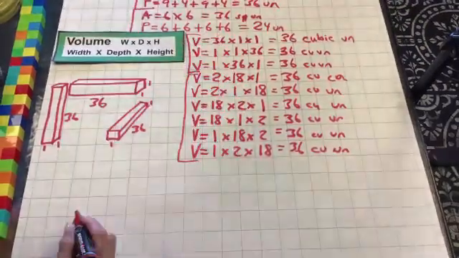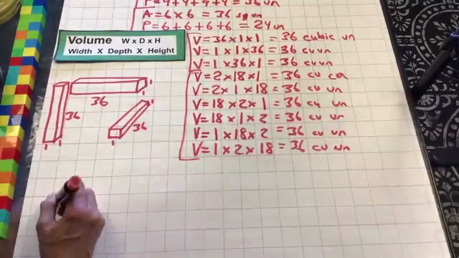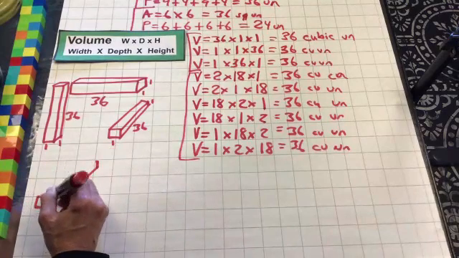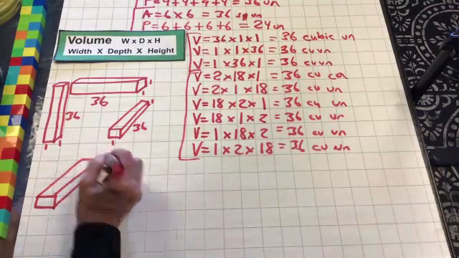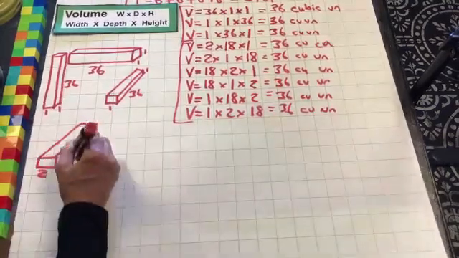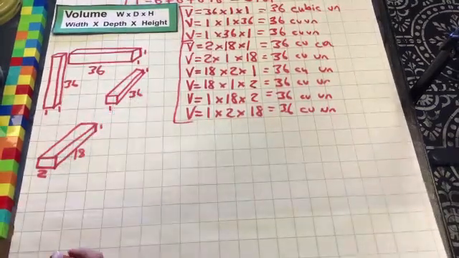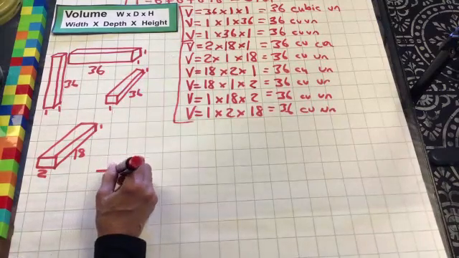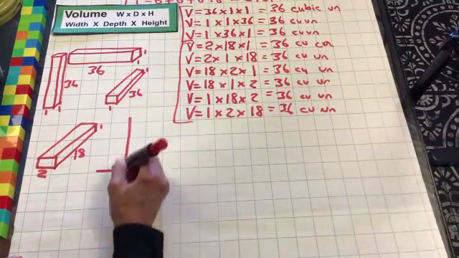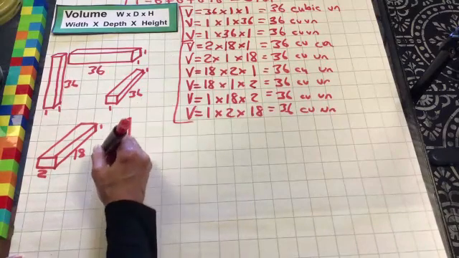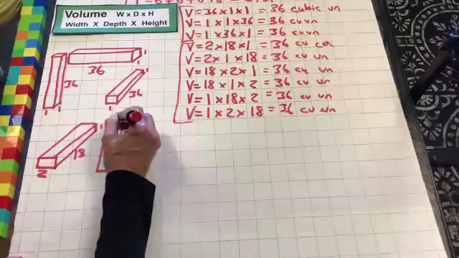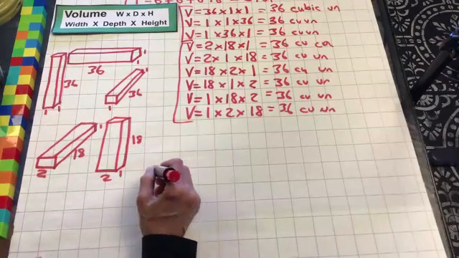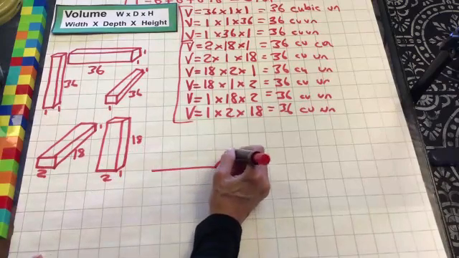So we're going to do 2 by 18. So it's a 2 wide, 18 deep by 1 tall. So this is what this one looks like. We're just pretending that this is 2 wide, this is 18 deep, and this is 1 tall. Okay, the next thing was 2 wide by 1 deep by 18 tall. So we just took this one and stood it up. 2 by 1 by 18. Then we did 18 wide by 2 deep by 1 tall.